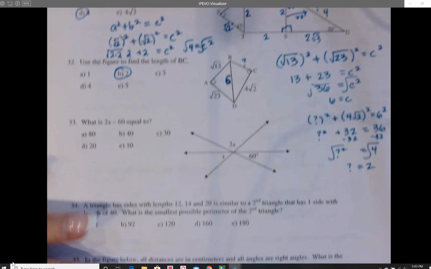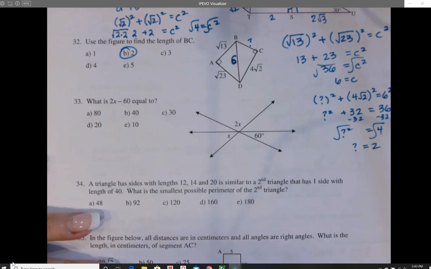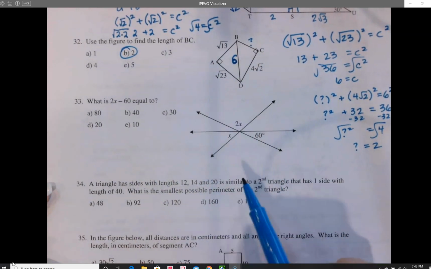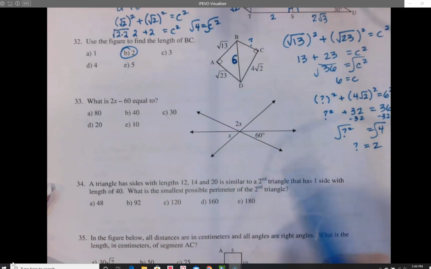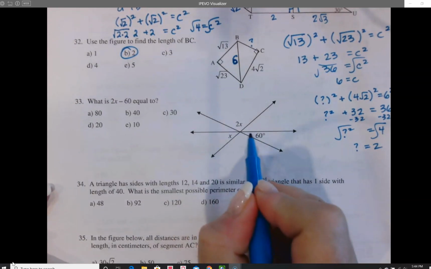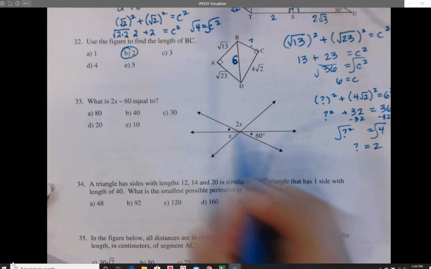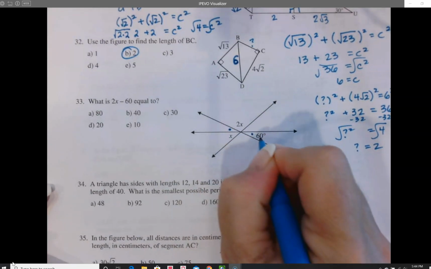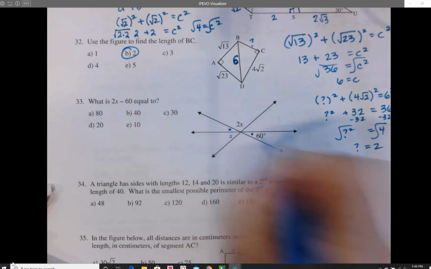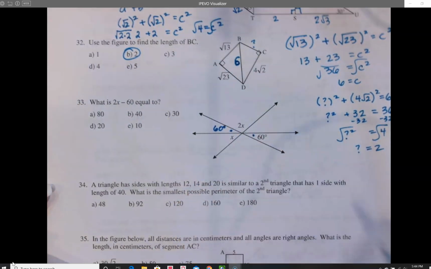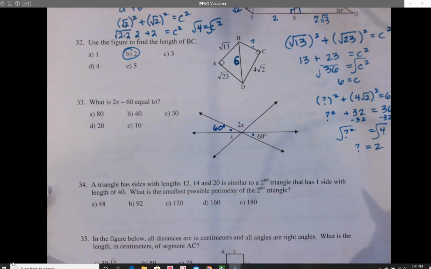In number 33, this is something that we have studied. So let's just take a look at our diagram and see what kinds of things we see. The first thing I notice is that I've got a pair of vertical angles here. I'm going to put a dot on my 2 vertical angles. We have lots of vertical angles, but the one that's 60, that's the one I'm interested in. So I know vertical angles are equal to each other.